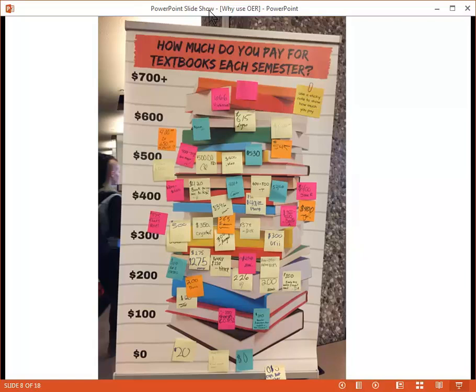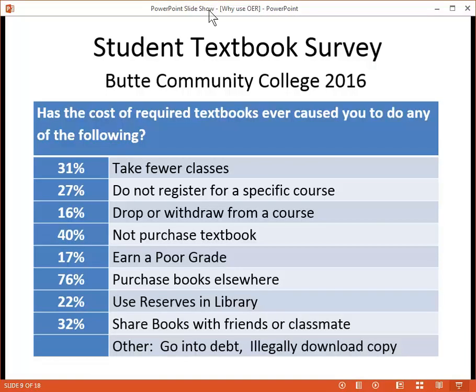We also did a less formal survey where we had a poster in the library and students could put post-its up for how much they spend per semester. And you can see the same thing here. It clusters about $400 or so per semester.